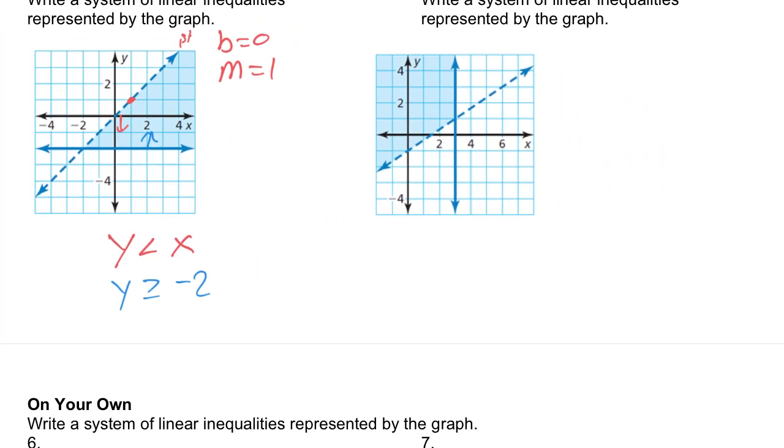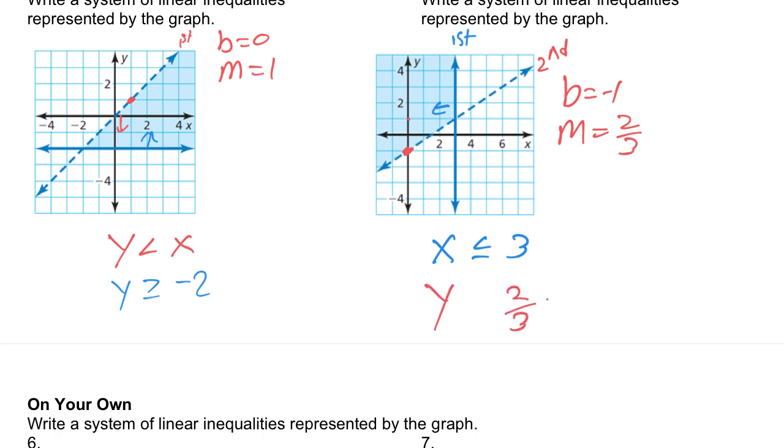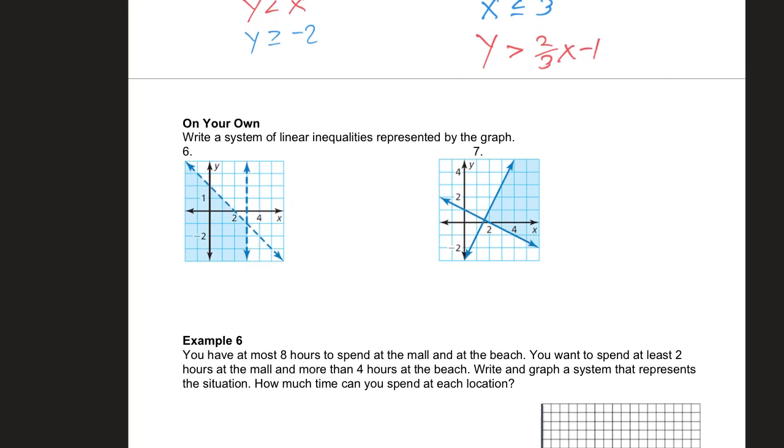For example number 5, let's look at our first equation here. I might do the x with a 3, and when you're shading to the left, that's going to be a less than, and we'll do an equal to because it's solid. And then this other line has an intercept of negative 1 and a slope of up 2 and over 3. So you're going to have a y, you're going to have a 2/3 x minus 1, and we're technically shading above it, which is a greater than symbol because it's dashed. So go ahead and pause the video, and then you can do these two on your own.